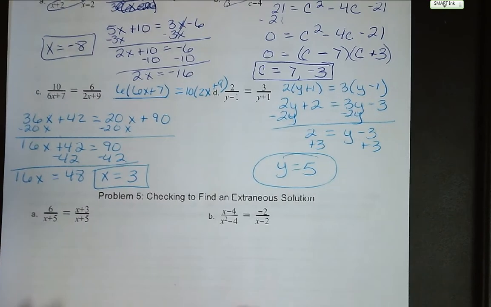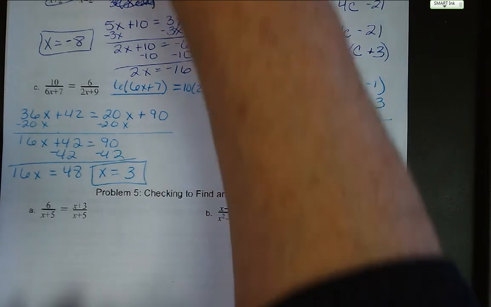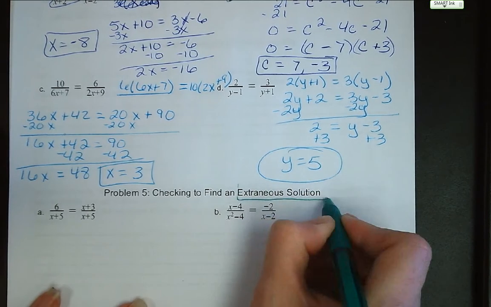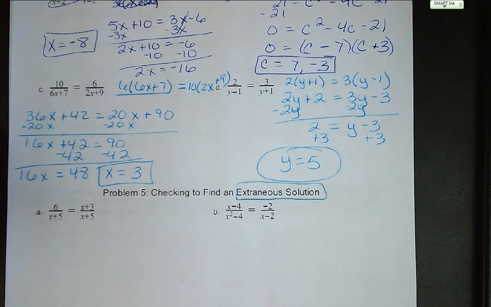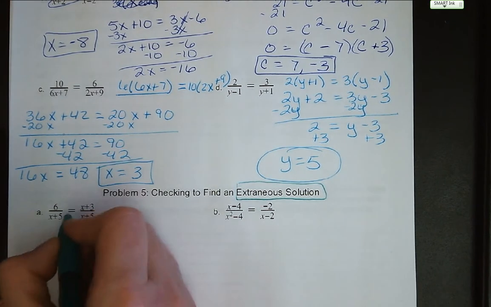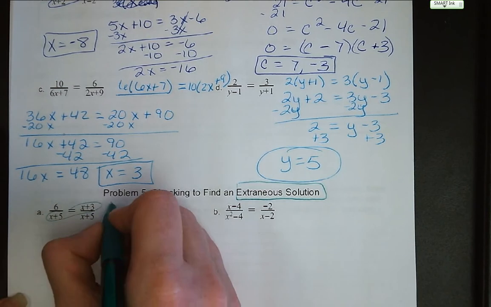Okay. All right, now problem 5. Yep, we're skipping 1, 2, and 3, and we're doing 4 and 5. So we are checking to find an extraneous solution. So remember, these were ones that would make a denominator 0.